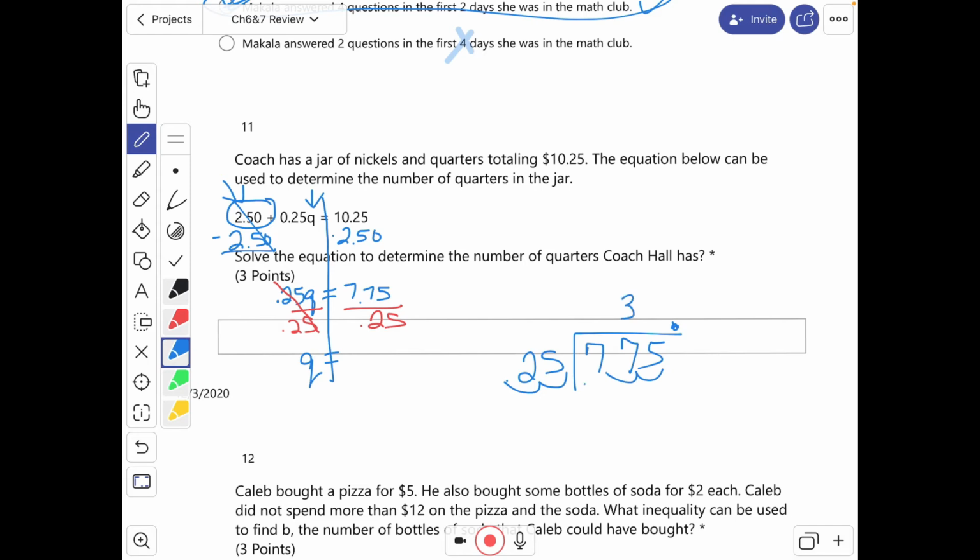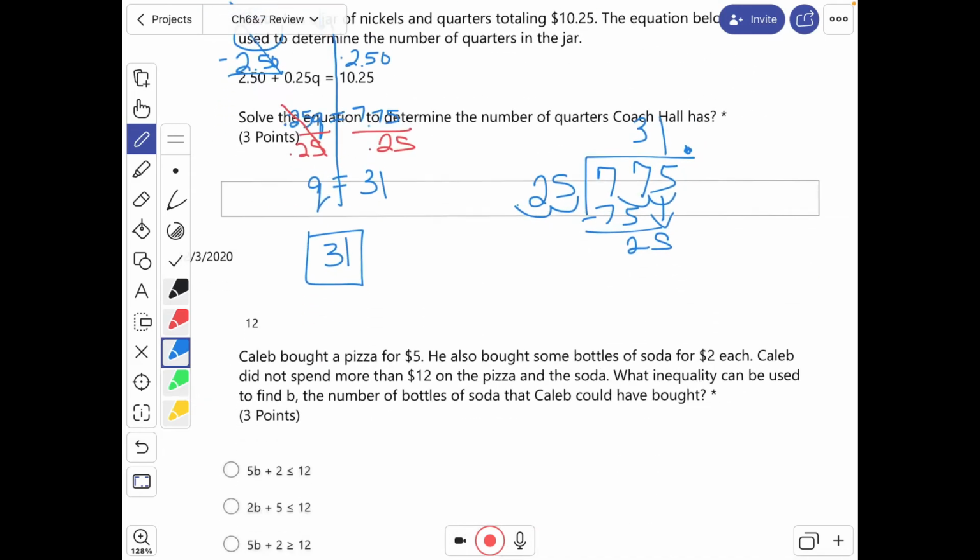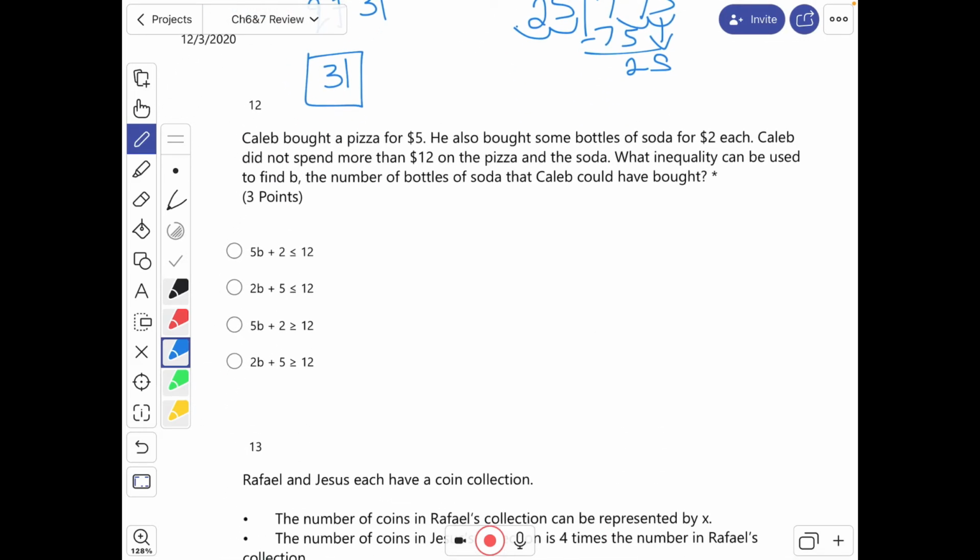25 cents goes into 77 3 times. And then 25 goes into 25 once. So Q is 31. And when you put your answer in, you can just put 31. But he has 31 quarters.